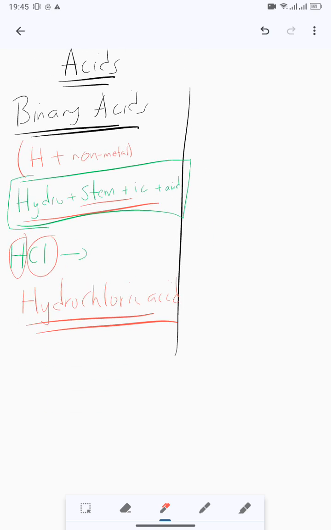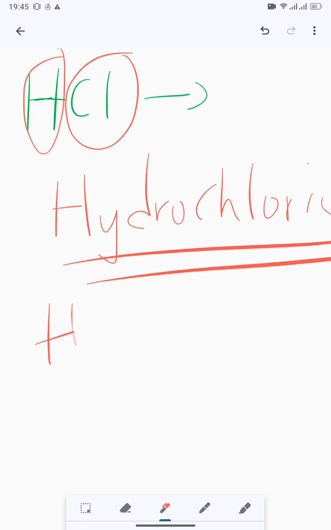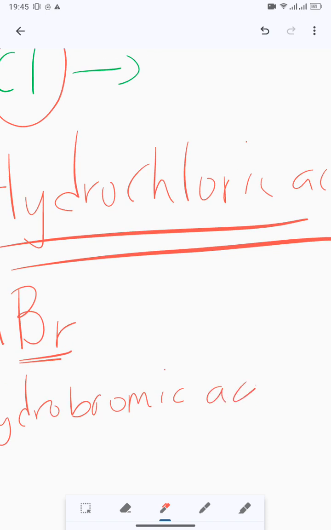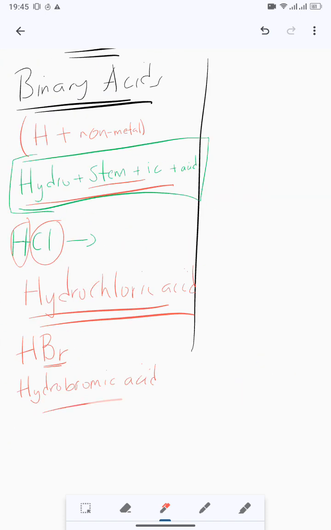For example, how will you name this one? HBr, very common acid. So also I can see that this is a binary acid. So how will I name this? I start by hydro, and then the stem of the nonmetal, brom, then ic, and that's acid. Yeah, so that's it. I'm done with binary acids.